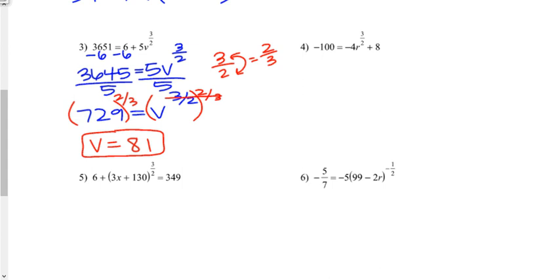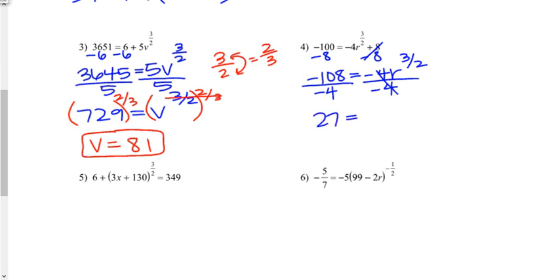Number 4, I'm going to start by subtracting 8 from both sides. So I get negative 108 equals negative 4r to the power of 3 over 2. Then I'll divide both sides by negative 4, get that r by itself. So 108 divided by 4 gives me a positive 27. On the right side, I just have r to the power of 3 over 2.